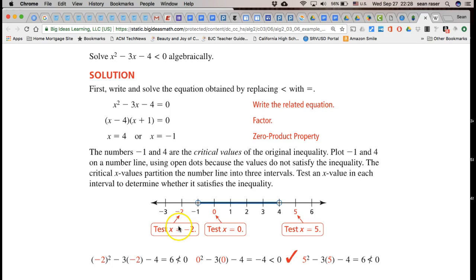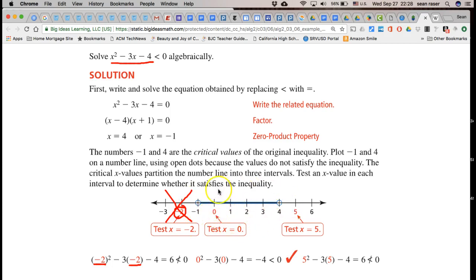So let's look right here. Let's go ahead and test x equals -2. Let's plug it into our original equation. We've got -2 squared minus 3 times -2 minus 4. So that's 4 plus 6 is 10, minus 4, that's 6. Well, 6 is not less than 0. That's what this is showing: when we plug -2 into our original equation, it is not less than 0. So this region is not part of our solution set.